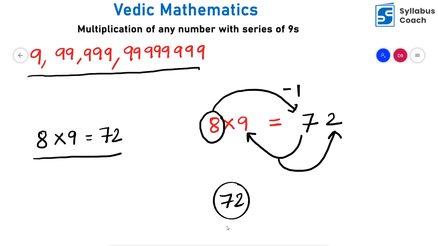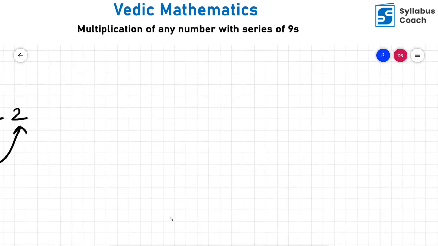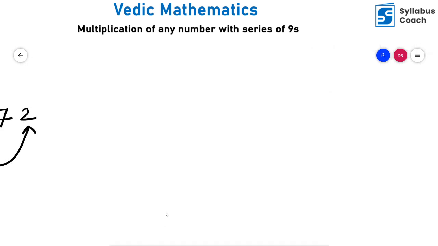You will actually appreciate this technique whenever you go to higher orders. So let me take one more example and make it more clear for you. The next example is simply 88 into 99. What is it? 88 into 99.